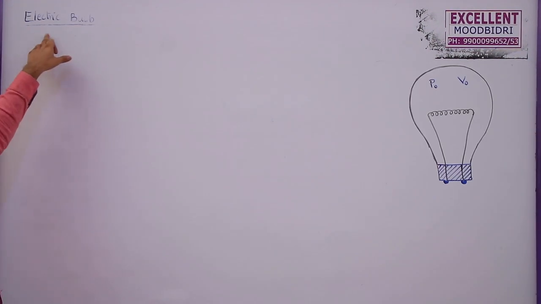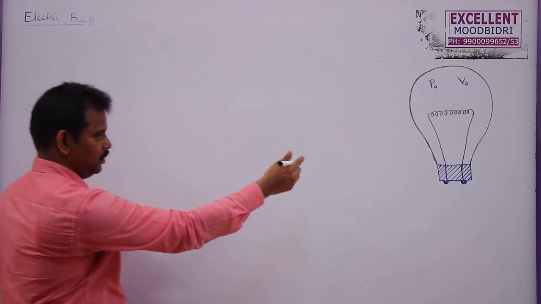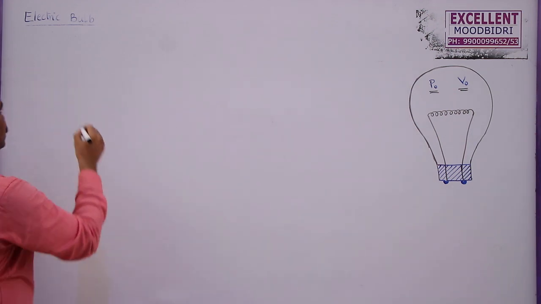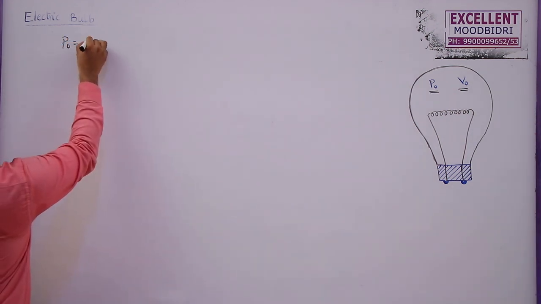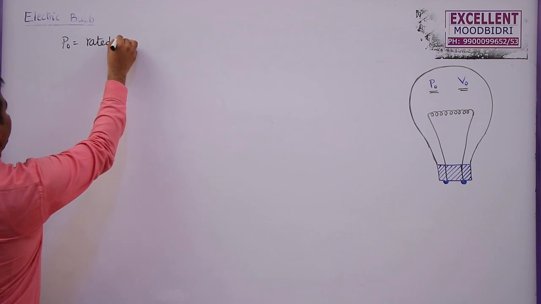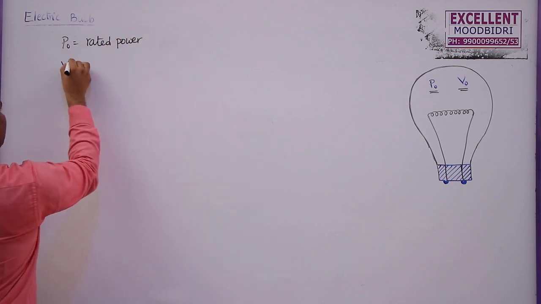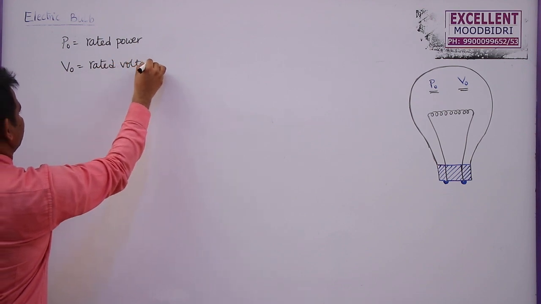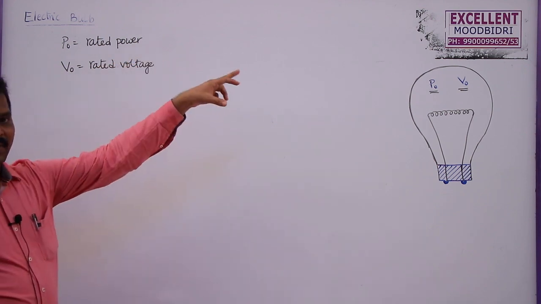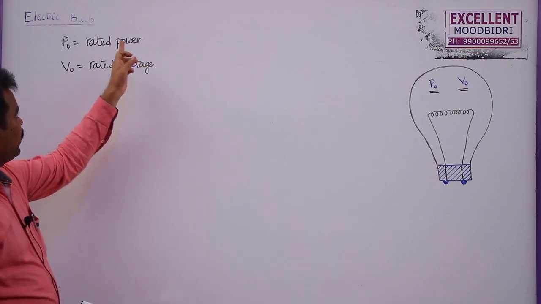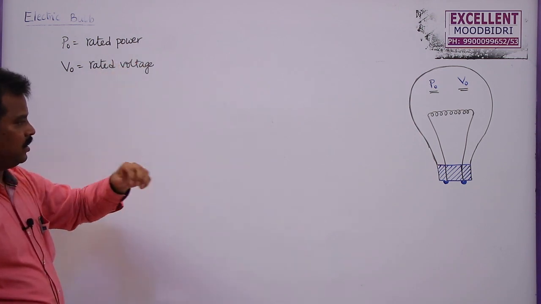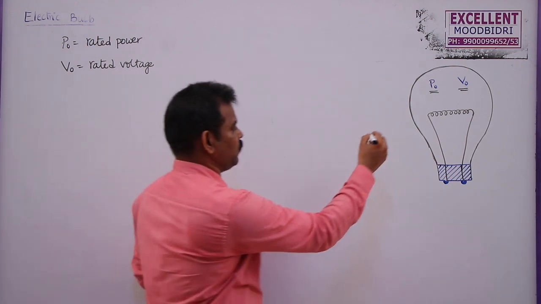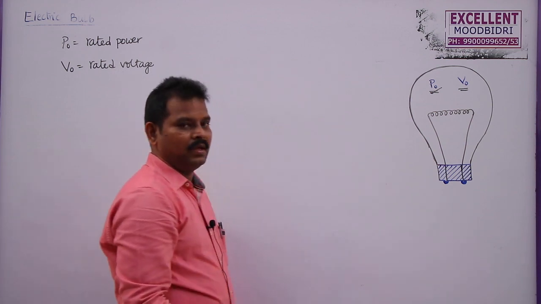The topic is about the electric bulb. So this is a bulb with P0 and V0, where P0 is the rated power. So this is called rated power, and V0 is called rated voltage. The values that are printed on the surface of a bulb are called rated power and rated voltage. Generally, the power consumed by a bulb may vary from the rated value. So it may be different from the rated values.